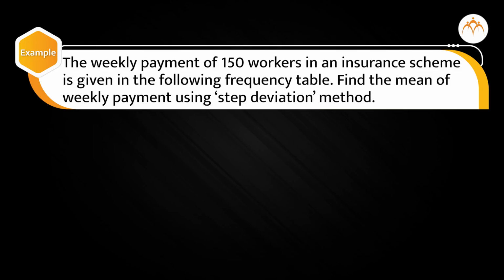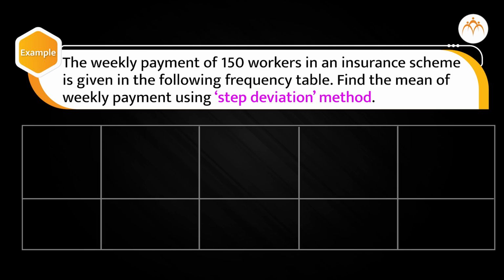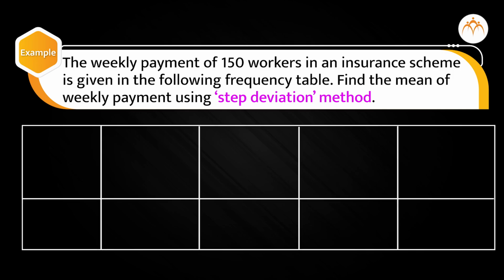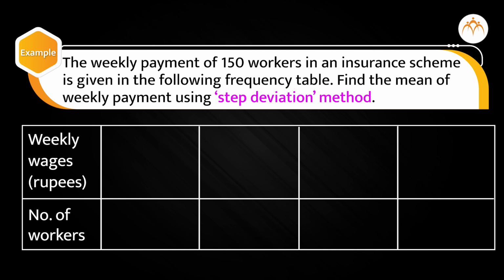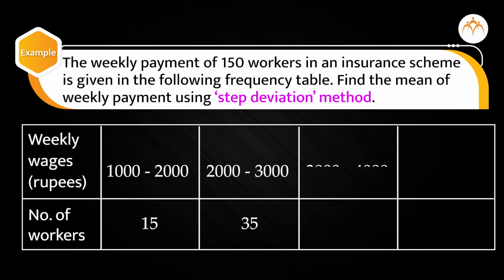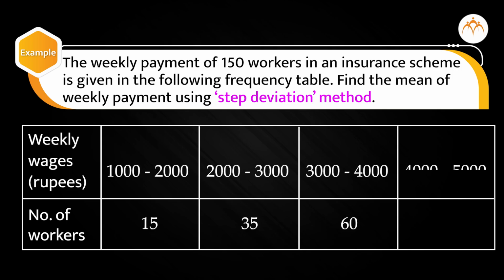The weekly payment of 150 workers in an insurance scheme is given in the following frequency table. Find the mean of weekly payment using step deviation method. The data is as given in the below table. Weekly wages in rupees and number of workers. 1000 to 2000 rupees, 15 workers. 2000 to 3000 rupees, 35 workers. 3000 to 4000 rupees, 60 workers. 4000 to 5000 rupees, 40 workers.